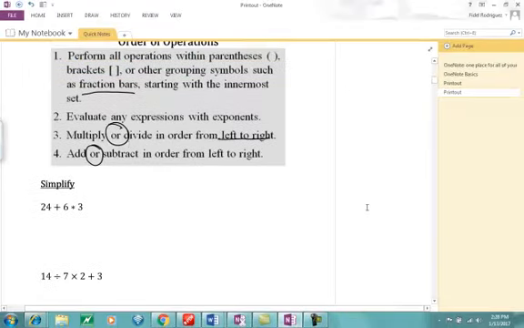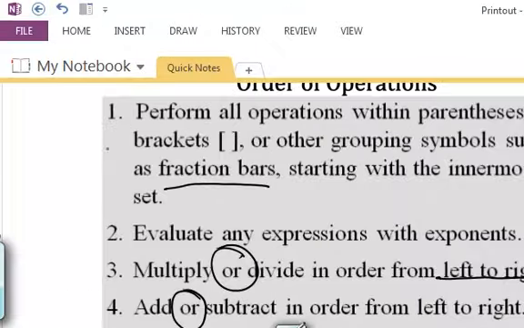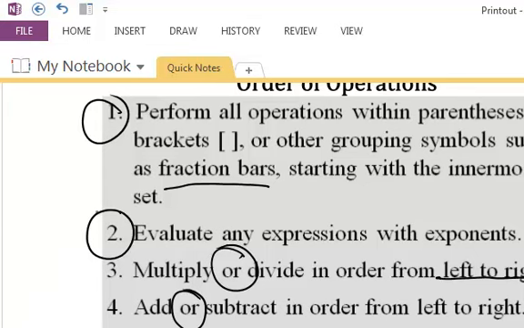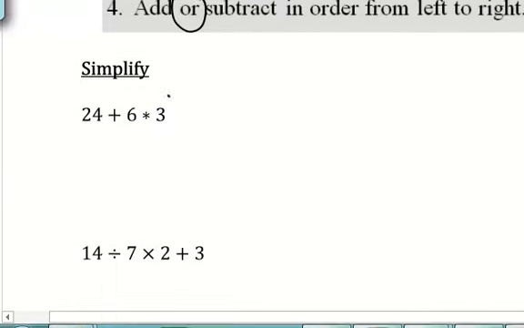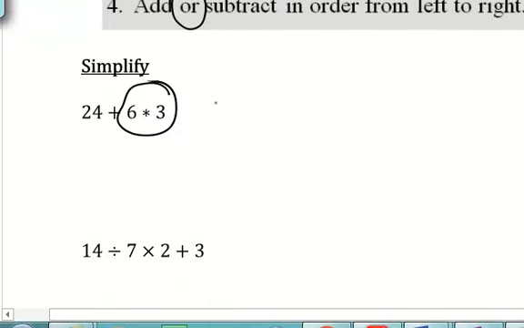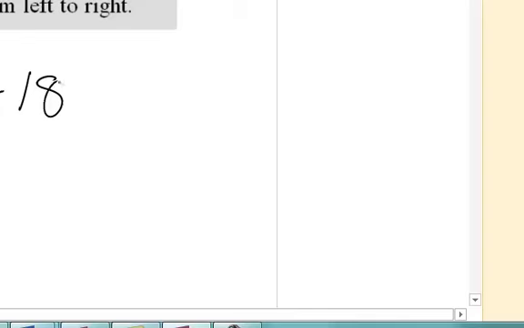So if we look at the first problem here, it says to simplify 24 plus 6 times 3. The first thing I'm going to do is look at my step number 1. I do not have any parentheses, brackets, or other grouping symbols. So I know I'm good with number 1. Number 2 says, do I have any exponents? I do not. Number 3, do I have any multiplication or division? Yes, we do. We need to multiply those two numbers. So now I'll have 24 plus 6 times 3, which is 18. Now I can just add my numbers together. 24 plus 18 is 42.